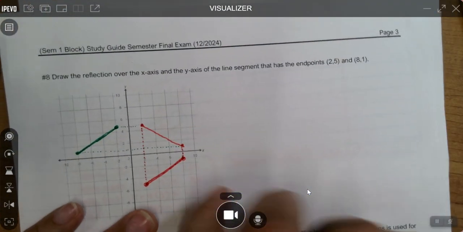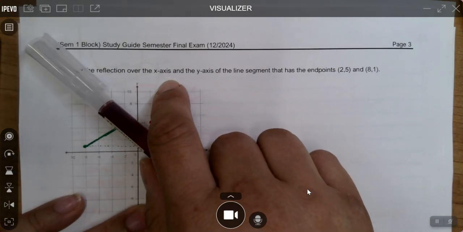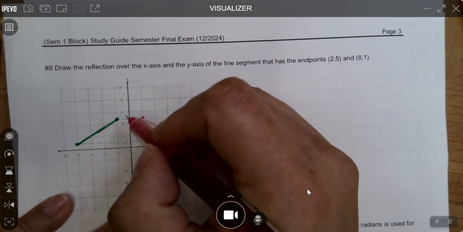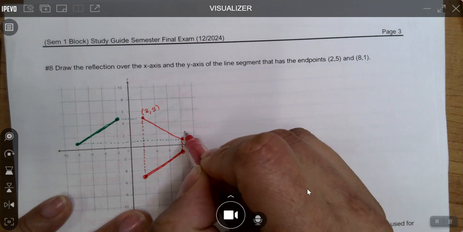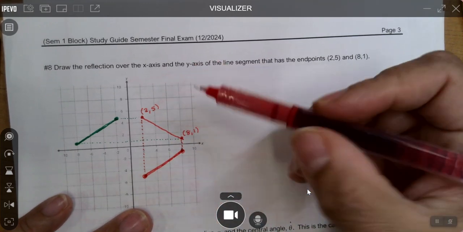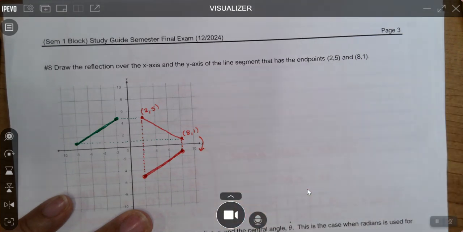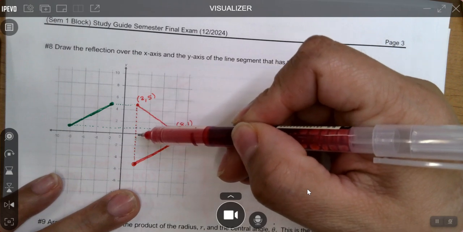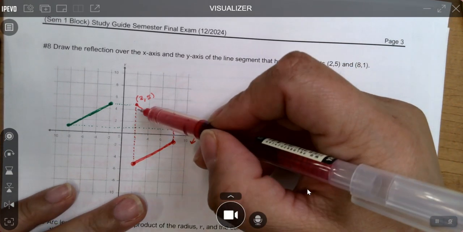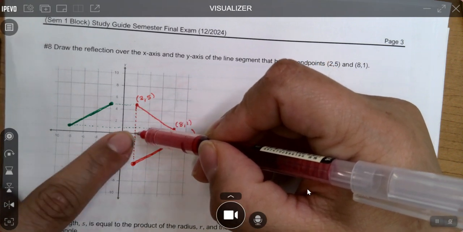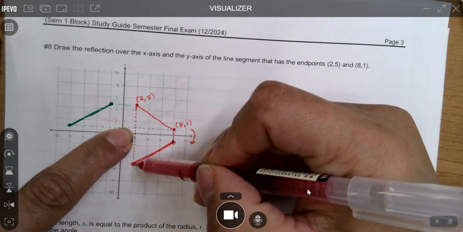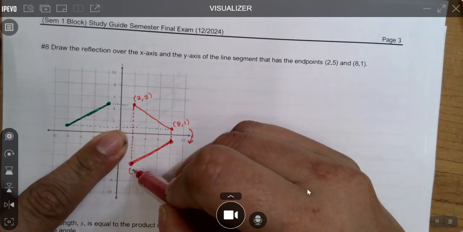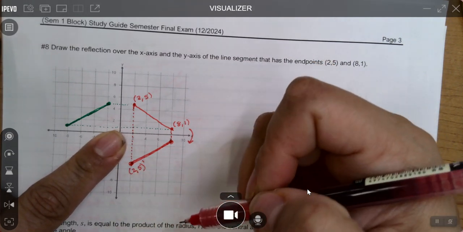All right, so this one is draw the reflection over the x-axis and the y-axis of a line segment that has these 2 endpoints, 2, 5, and 8, 1. Now, if we're doing a reflection over the x-axis, the quick way to do it on a coordinate plane is to understand that it's going to be equidistant to the line of symmetry. So this is 5 units away from the x-axis, so the reflection is going to be 5 units away. This is 2, -5, the image.